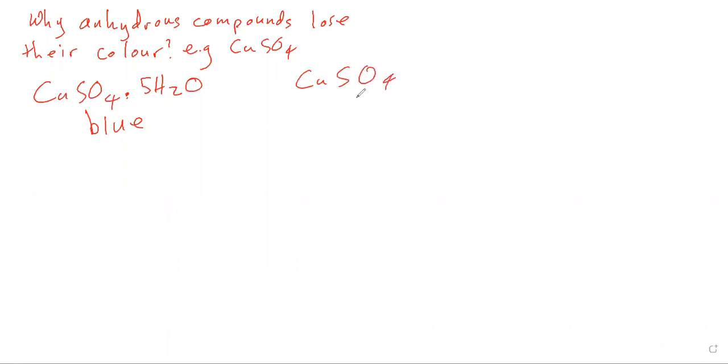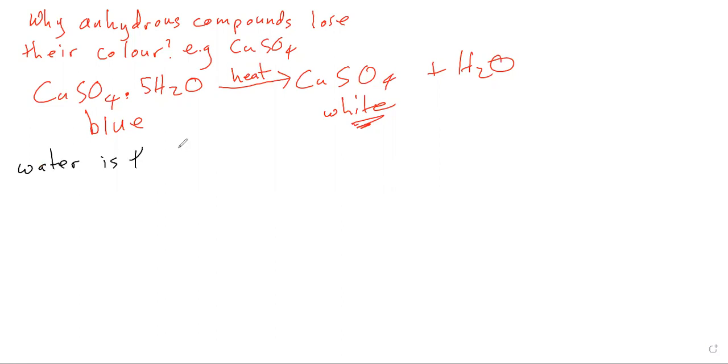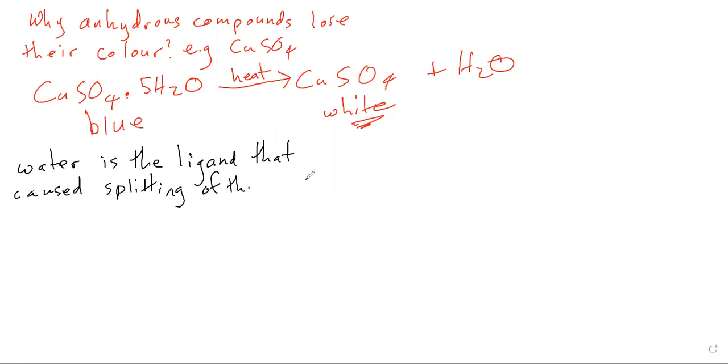This compound is white. So if you heat copper sulfate pentahydrate, it loses the water and it becomes white. So why is this compound blue and this one white? Simple. It loses the ligand. Water is the ligand that causes splitting of the d orbitals.